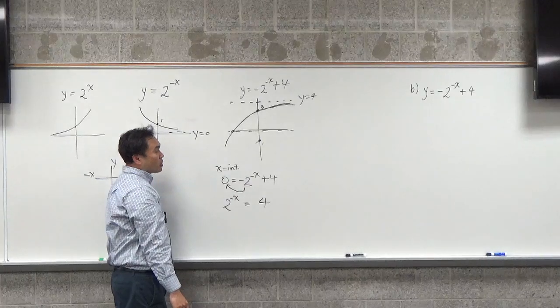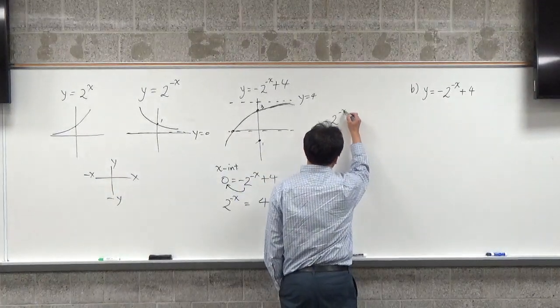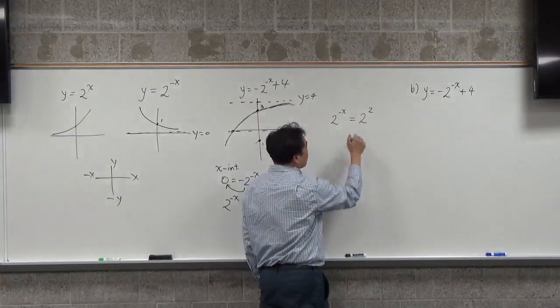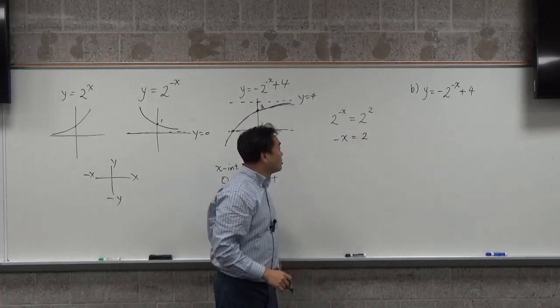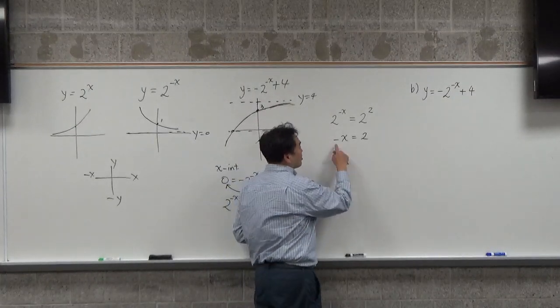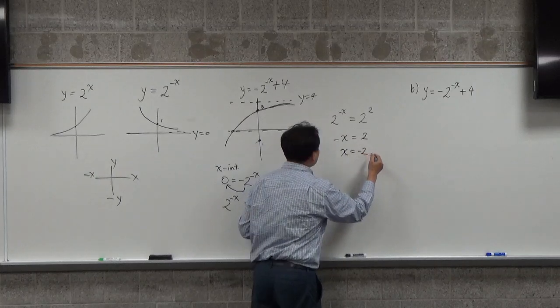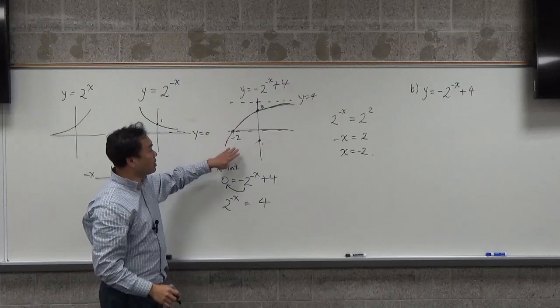And then you rewrite 4 as what? Write it as 2 squared and say, okay, so for these two to be equal, the exponents must be equal to each other, since the bases are the same. And then multiplying by negative 1, we see that x is equal to negative 2. So therefore, here is negative 2, and that's the answer.